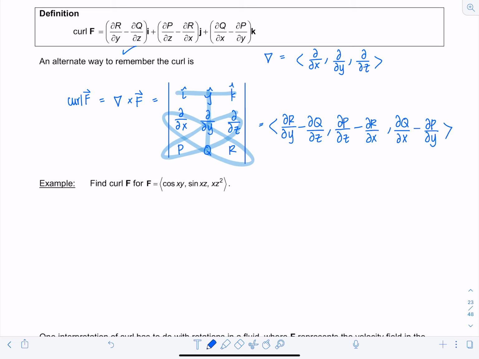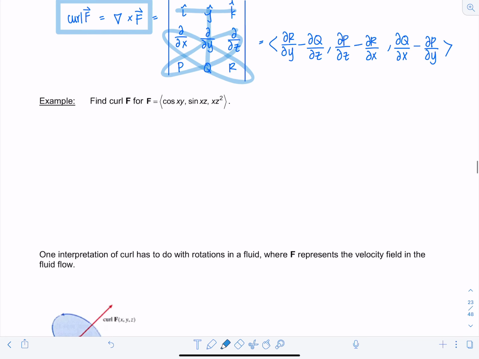All right, so pretty straightforward. If you remember that the curl of a vector field is equal to the differential operator crossed with that vector field, then you won't have any problems. So let's go ahead and apply the definition. Find the curl of F for the given vector field F with components cosine xy, sine xz, and xz squared.